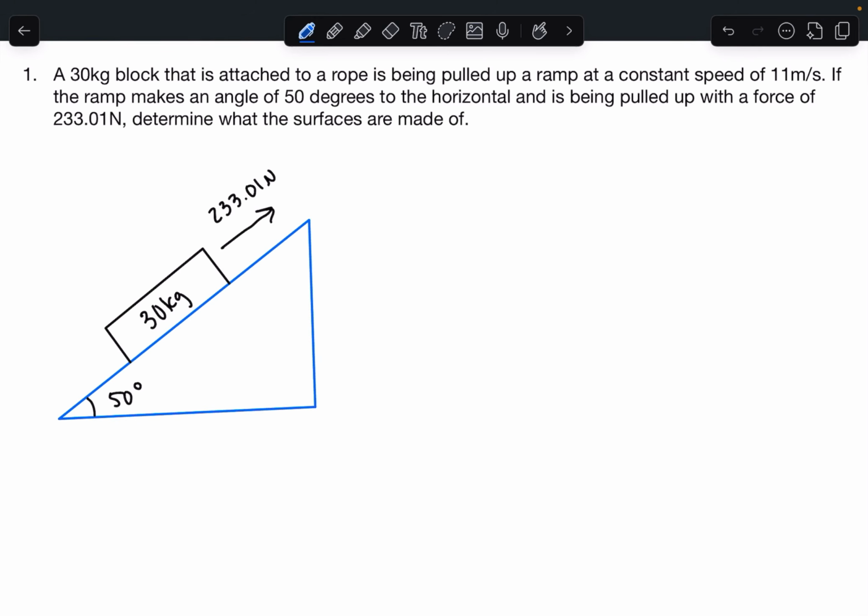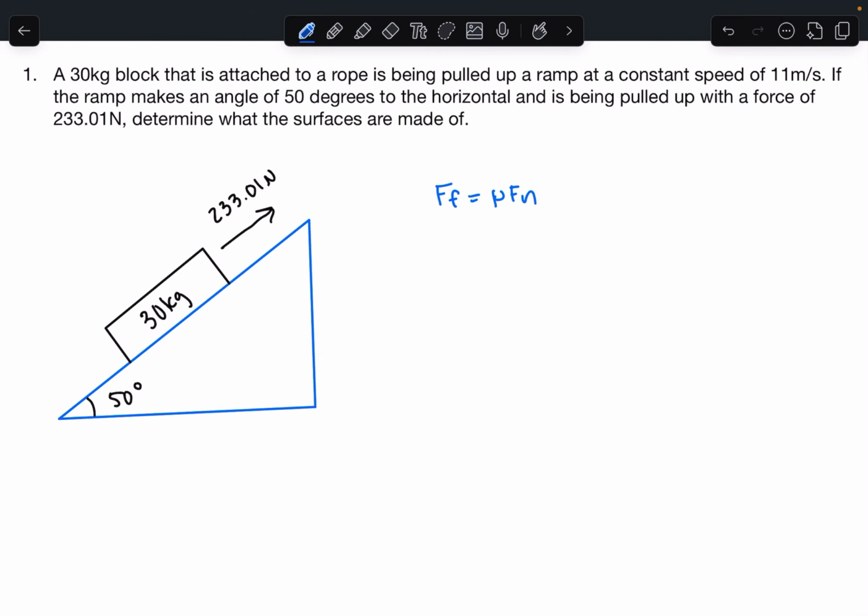Number 1. A 30-kilogram block that is attached to a rope is being pulled up a ramp at a constant speed of 11 meters per second. If the ramp makes an angle of 50 degrees to the horizontal and is being pulled up with a force of 233.01 newtons, determine what the surfaces are made of. So I already drew a little free body diagram here, but we're finding out what the surfaces are made of. So that tells us we need to solve for force of friction at some point, because we need the FF equals mu Fn equation to solve for coefficient of friction.